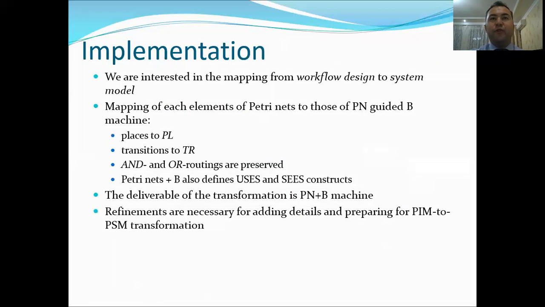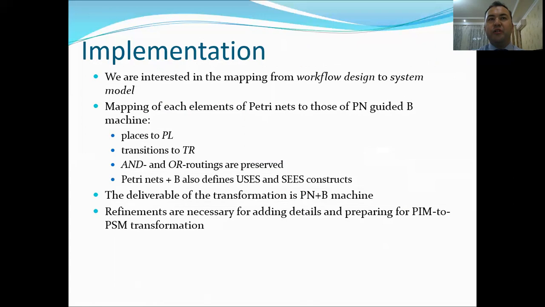After having defined the formal specification of patronet guided B machines, mapping from patronets to PN guided B can now be described in an informal way. We are mainly interested in performing the first stage of transformation, which is mapping workflow design to system model. This kind of transformation provides for mapping each element of a particular net of a workflow design written in patronets to places and transitions of PN guided B machine.